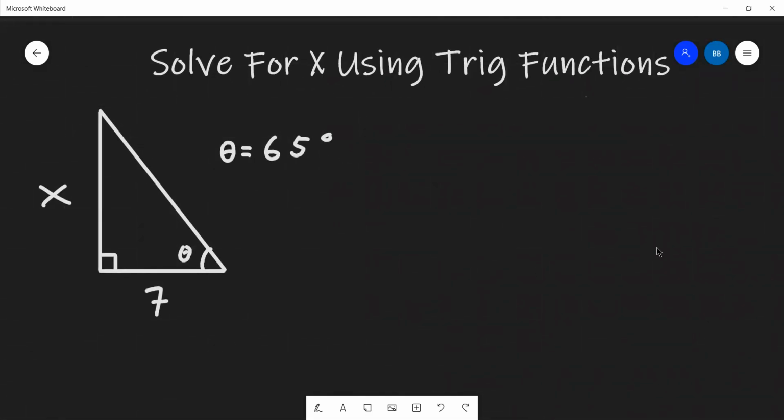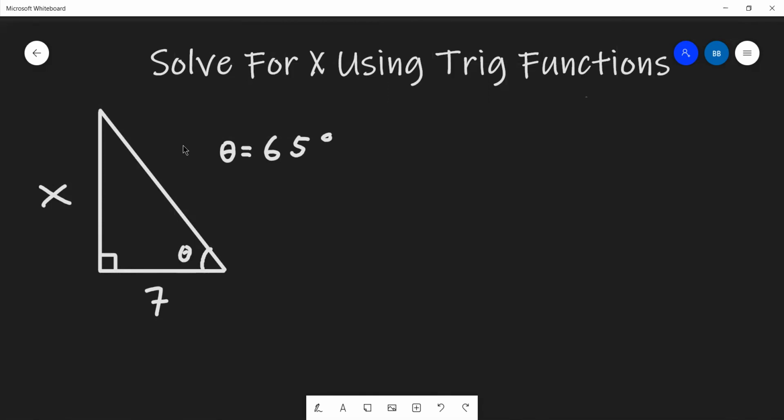So here we want to solve for x using trig functions. So we want to find the length of this side of the triangle. And we are only given two things. We are given this leg of the triangle, and we are given this angle, which is equal to 65 degrees.